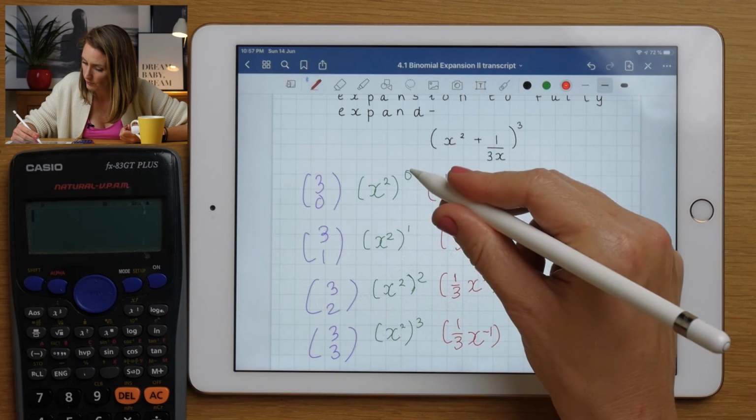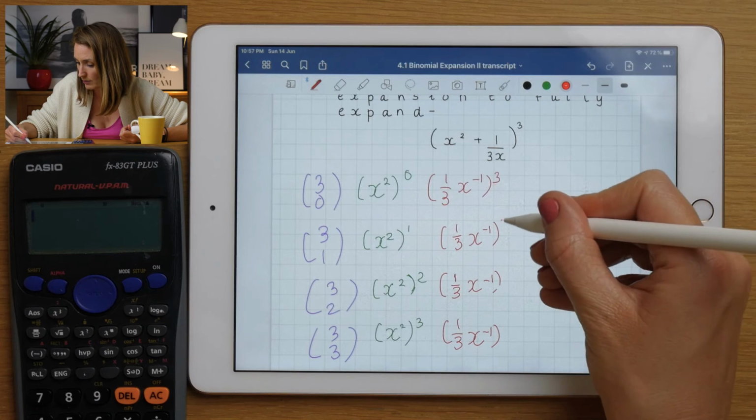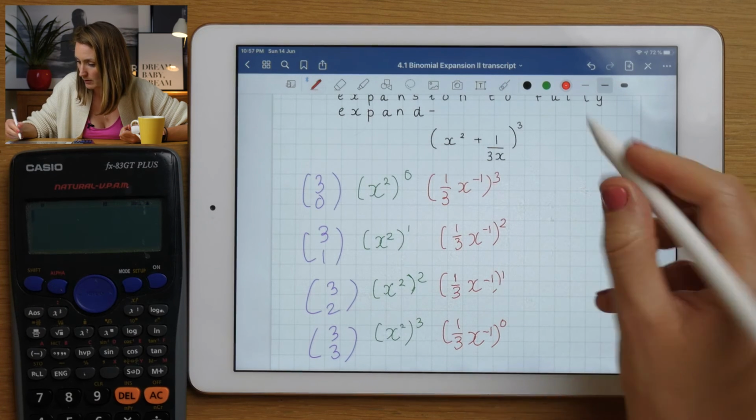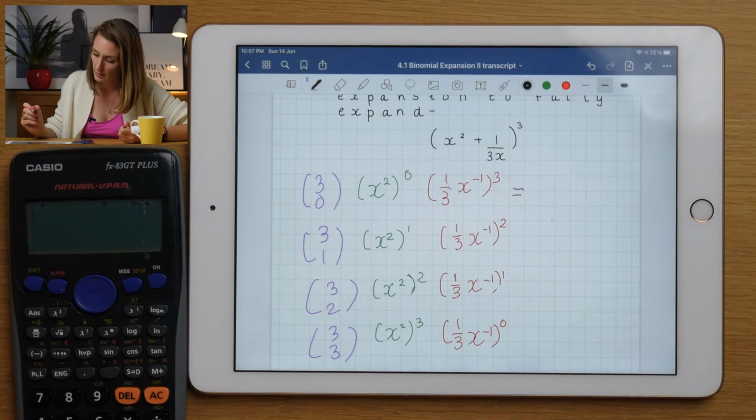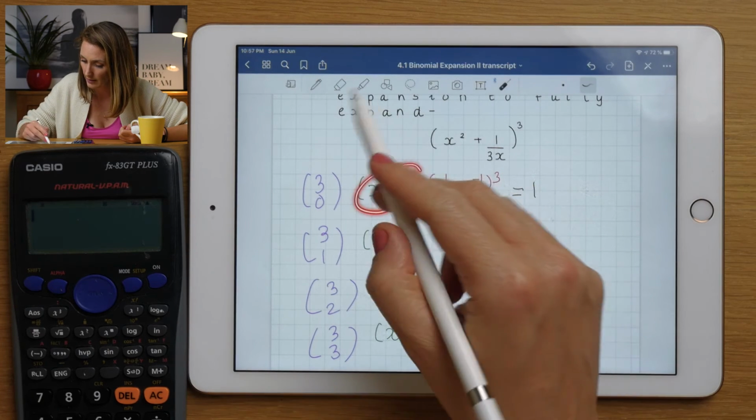And in this case, if we've gone from 0 up to 3 on the x squared, we need to go from 3 down to 0 the other way. Okay. Now let's work this out. So 3 choose 0 has to be 1. This would be x power 0.